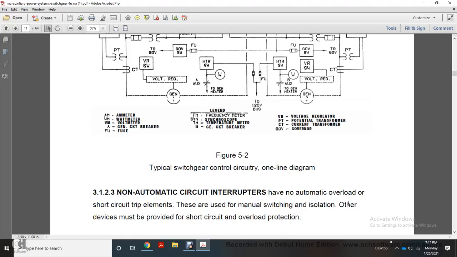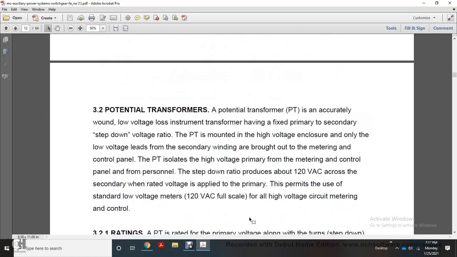They are used for manual switching and isolation of devices, and do not provide short circuit or overload protection. Potential transformers. A potential transformer is accurately wound, with low voltage loss, as an instrument transformer with a fixed primary to secondary step-down voltage ratio. The potential transformer is wound in a high voltage enclosure, with only low voltage leads from the secondary winding brought out to the metering of the control panel.